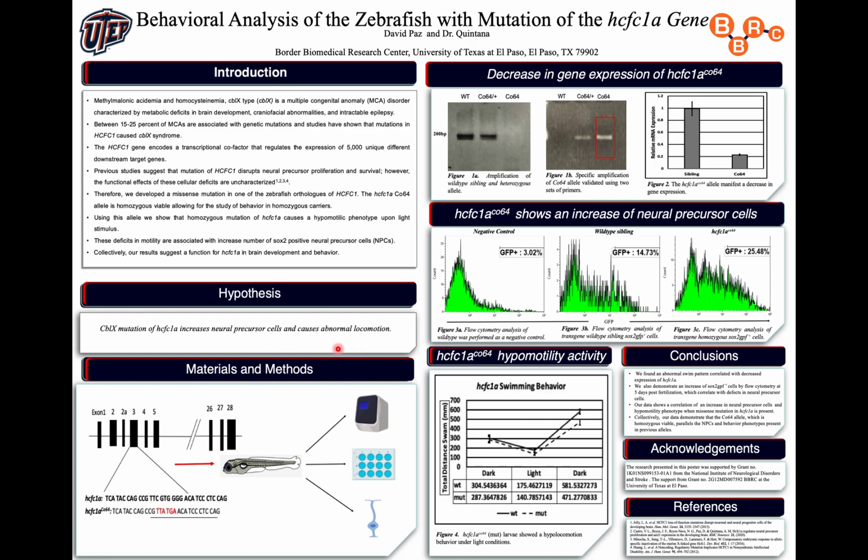For this reason, we developed a missense mutation in the HFC1A gene that we call Co64, which is homozygous viable, allowing us to study the behavior in homozygous carriers. We hypothesized that a missense mutation of HFC1A increases neural precursor cells and causes abnormal locomotion behavior. Therefore, our aim is to identify the role of HFC1A in locomotion behavior and brain development.